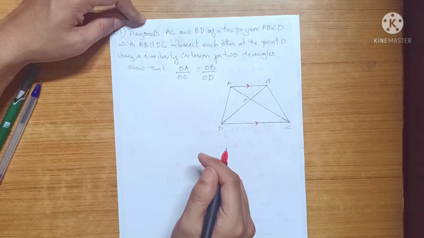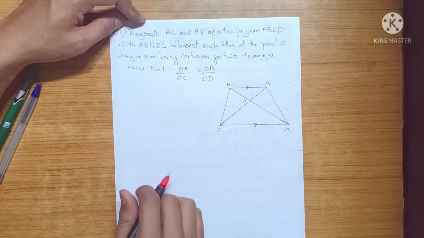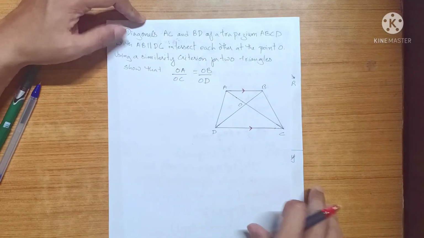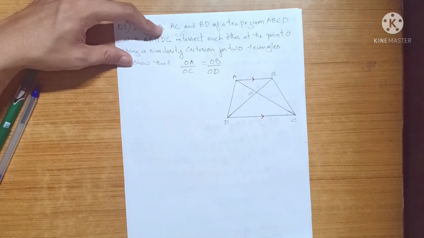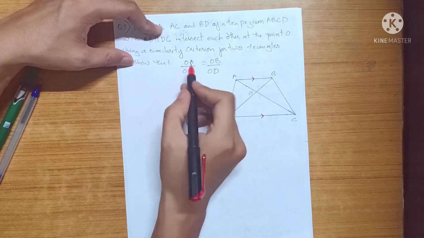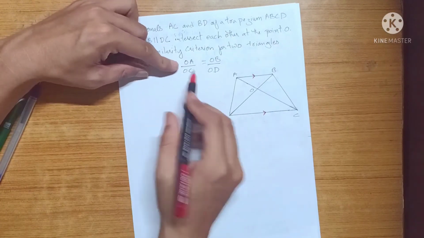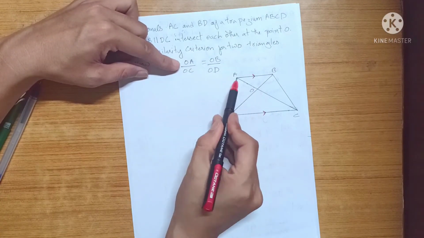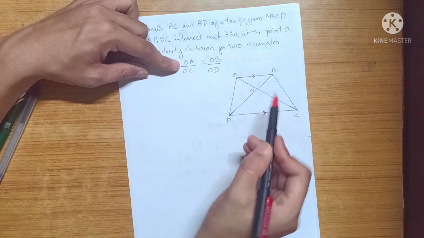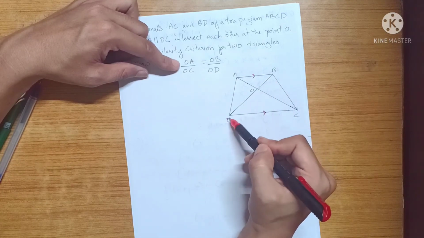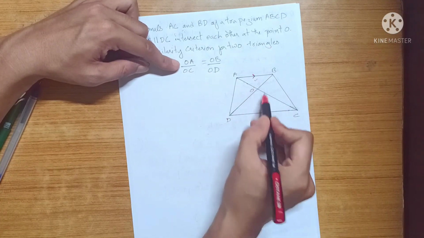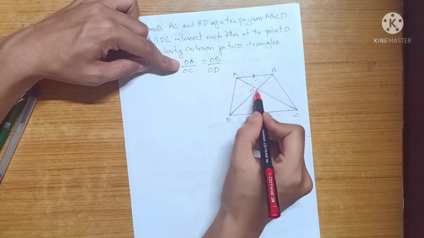First of all, they have not said which two triangles are similar. They're just saying show that two triangles are similar, and from that prove this. So let's see which sides these are. OA is here, OC is here, OB is here, OD is here. So it's obvious, right? This triangle and this triangle.